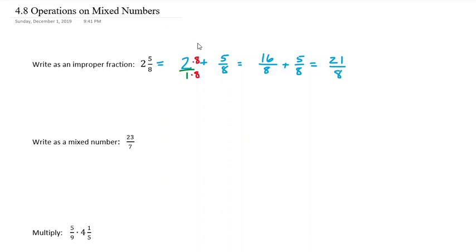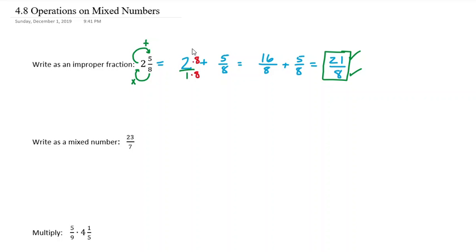Now you may have seen a shortcut that everybody does, and this is a fine shortcut. It goes like this. You take the denominator times the whole number. Okay, this is multiplication. And then that answer is added to the numerator, addition. So 8 times 2 is 16, plus 5 is 21, and then you keep the denominator 8, and that's how you change from a mixed number to an improper fraction.